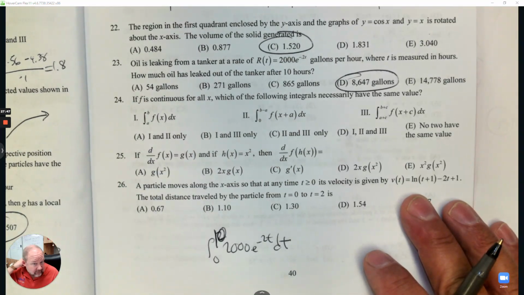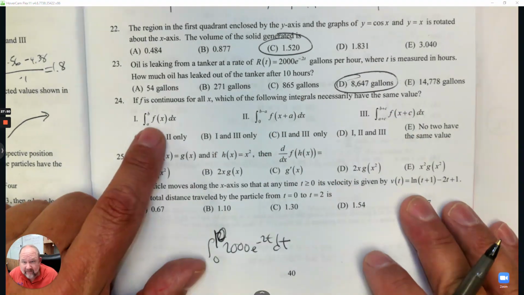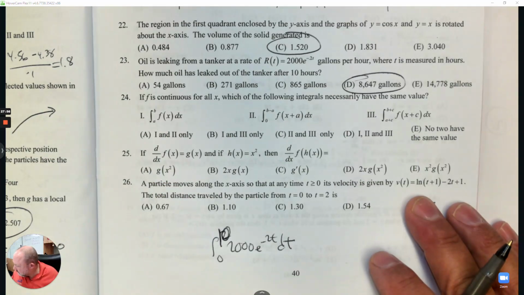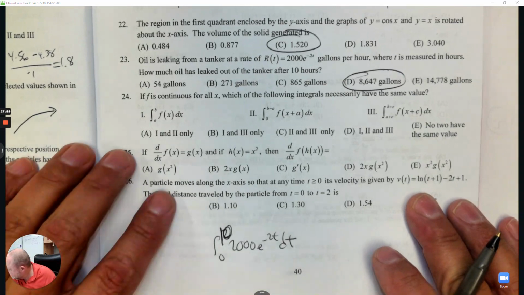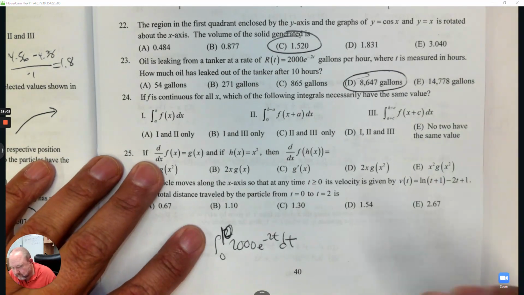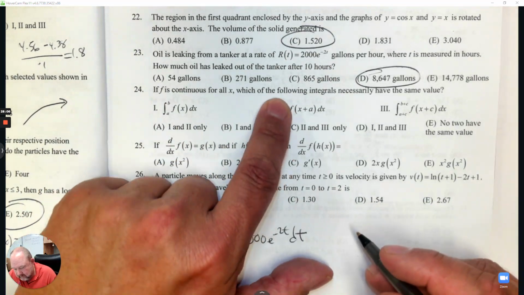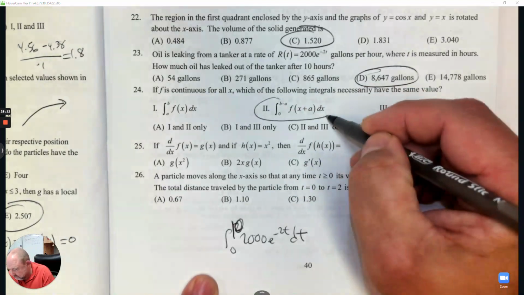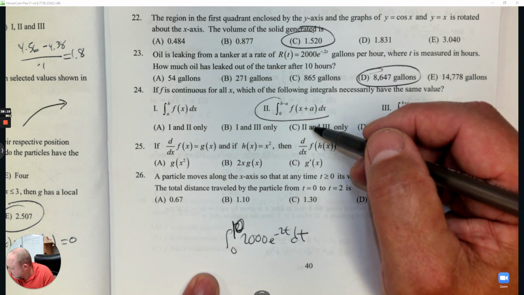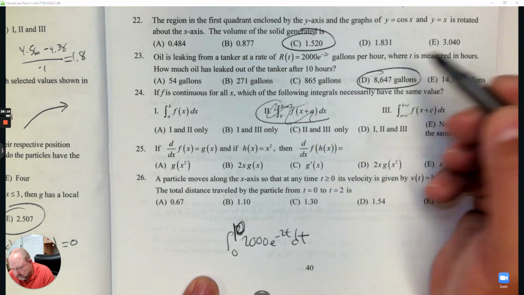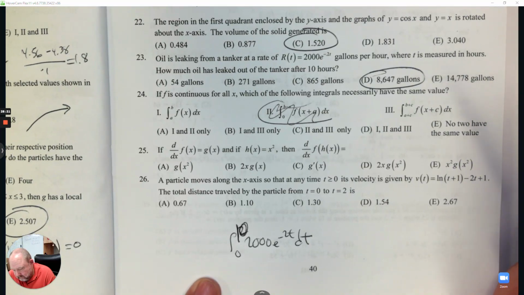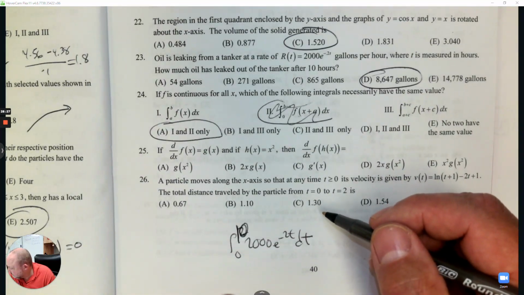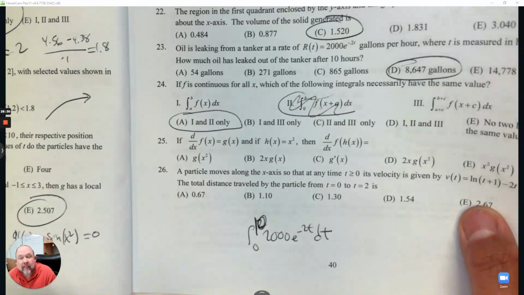F is continuous for all of x. Which of the following integrals necessarily have the same value? So from A to B, this one or this one. So for 24, anyways, the answer is this one. One and 2. Right? So the answer is A. All right, we're going to let that one go. 25.